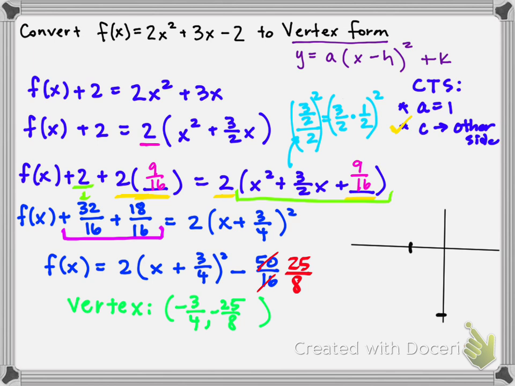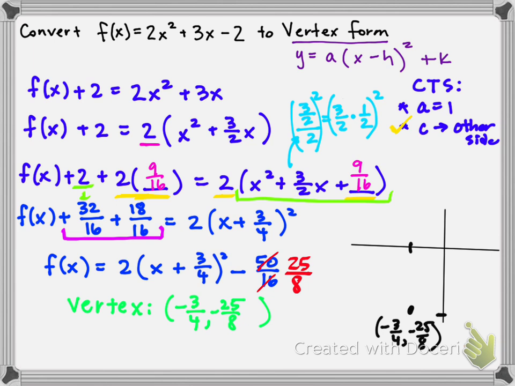So we have -3/4, -25/8. So something around there. If you label it, you're good. -3/4, -25/8. And then I look at my a value. It's +2, so I'm going up. And then things to think about in my standard form equation.